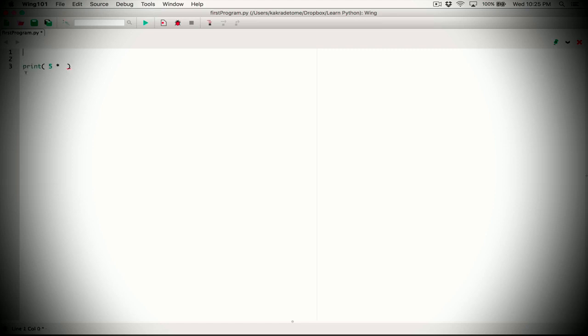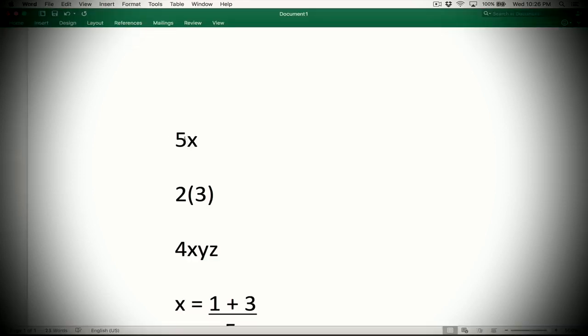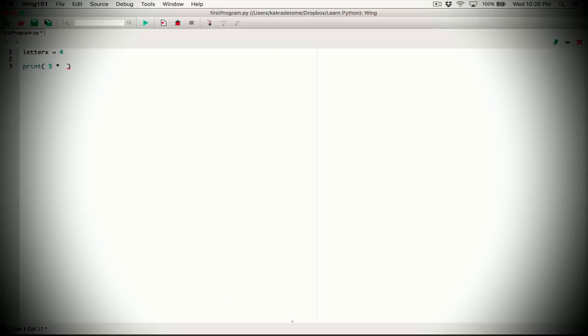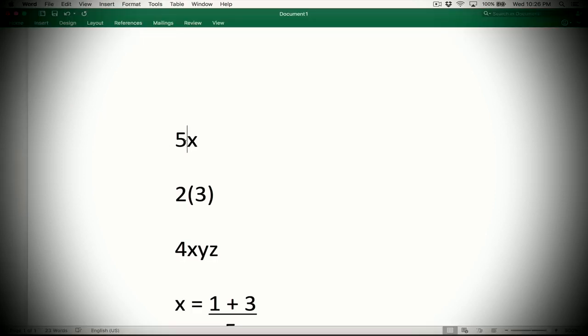Now, I don't think it's good practice to create variables this way, so I'm not going to name these variables like this. I'm just going to call it letter x, and store a random value in there, let's say 4. So for 5x, I don't want to call this x because it's not good practice, but I'll call it letter x. I'm going to multiply 5 times letter x, and this is how we would write something like this in a programming statement.